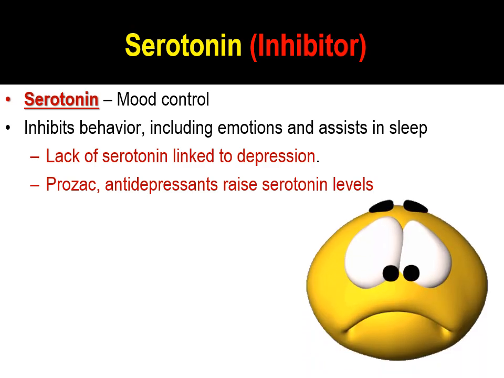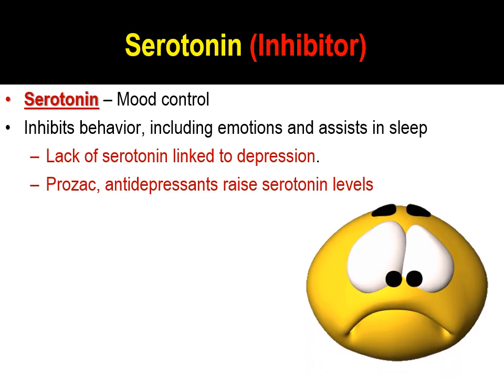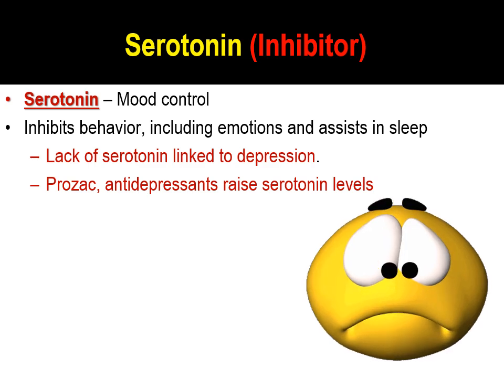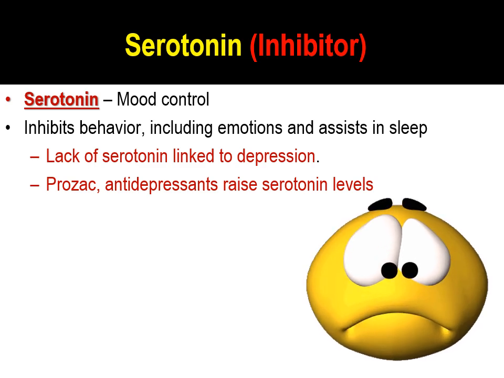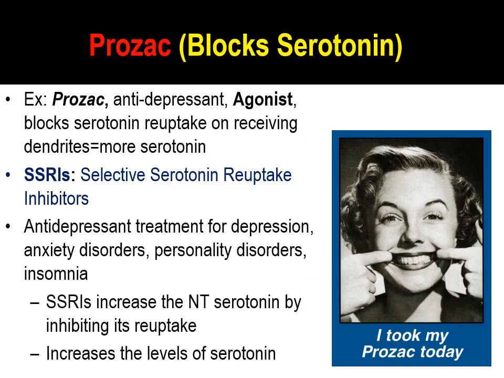Let's talk about serotonin. Serotonin is involved in mood control. We think of serotonin as happiness. The opposite would be depression. Serotonin inhibits behavior, including our emotions, and serotonin also assists us in sleep. If we don't have enough serotonin, then we have depression, and we'll talk about Prozac and what that does.